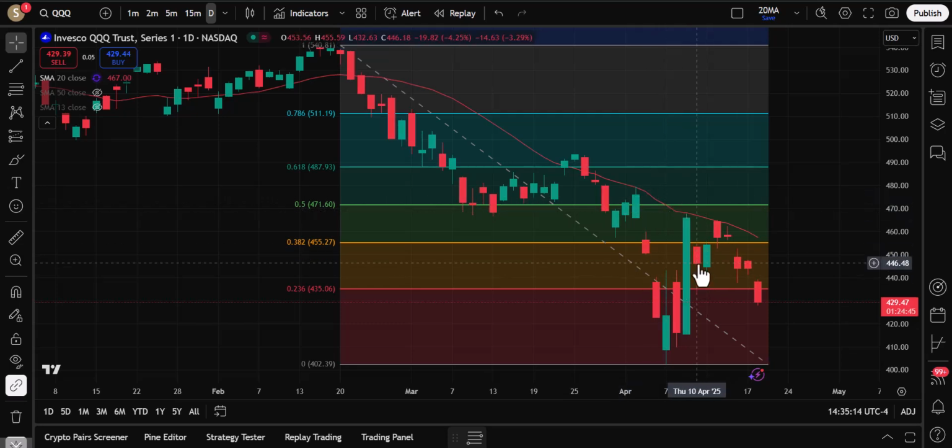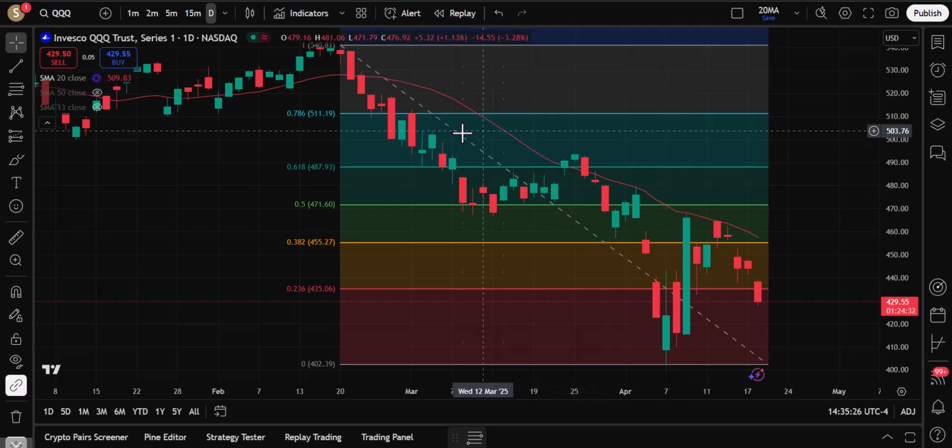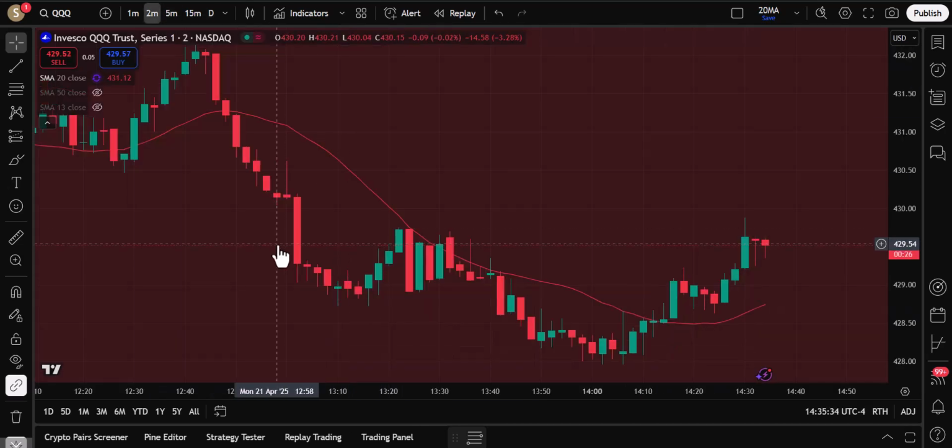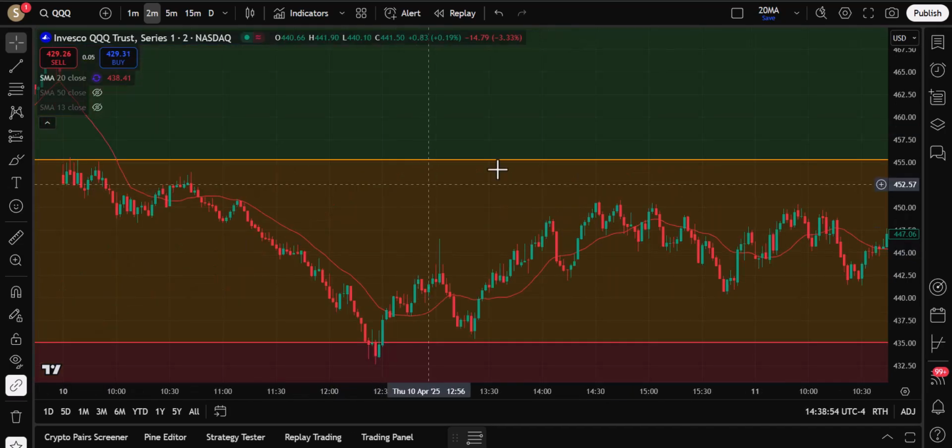These are the Fibonacci lines, and what I want to do is focus again on the 10th of April and how you could have traded that day, or at least looked for trades that day based on having these lines on your chart. So now I'm going to go to a 2-minute chart, and I'm going to go back to the 10th of April. So here we are on the 10th, right? And this is the entire day. This is the 2-minute chart, as you can see here.